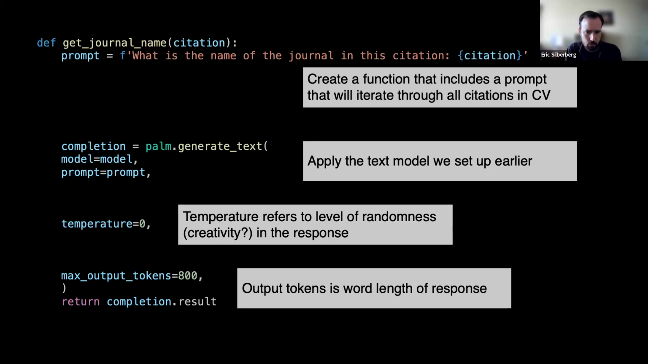And then at the end, you set the output tokens, which is essentially the word length. So even 800 is probably way too long for what we need. We probably could have been fine with 50 or 100. And then it returns completion.result, and that's the output text.